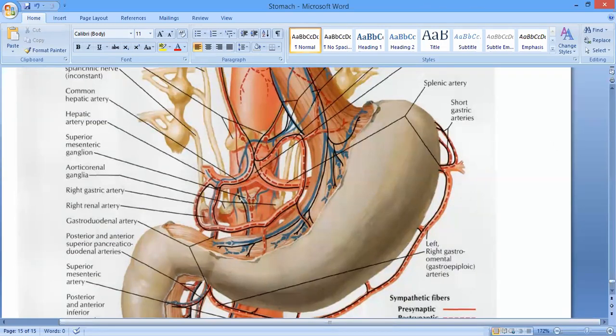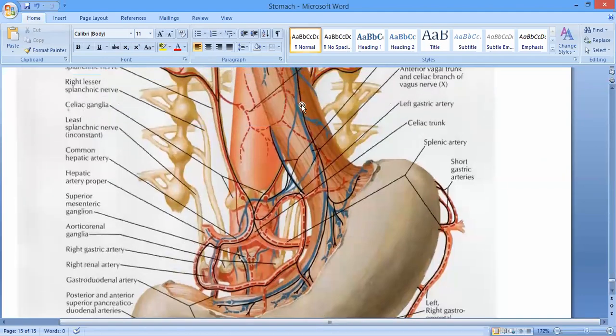Okay. Now the parasympathetic fibers. The parasympathetic fibers, you can see, are coming by the vagi. The anterior vagal trunk, which is basically the left vagal trunk.